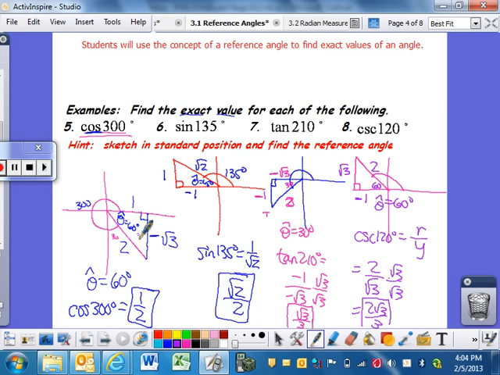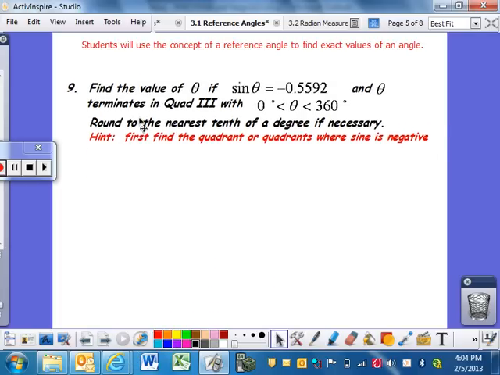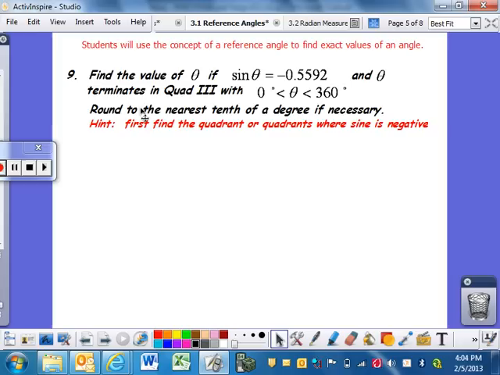Now, this should be semi-review, I hope. And that's going to lead us into this problem right here. So our problem here says find the value if sine theta equals negative whatever the number is, okay? And theta terminates in quadrant 3.